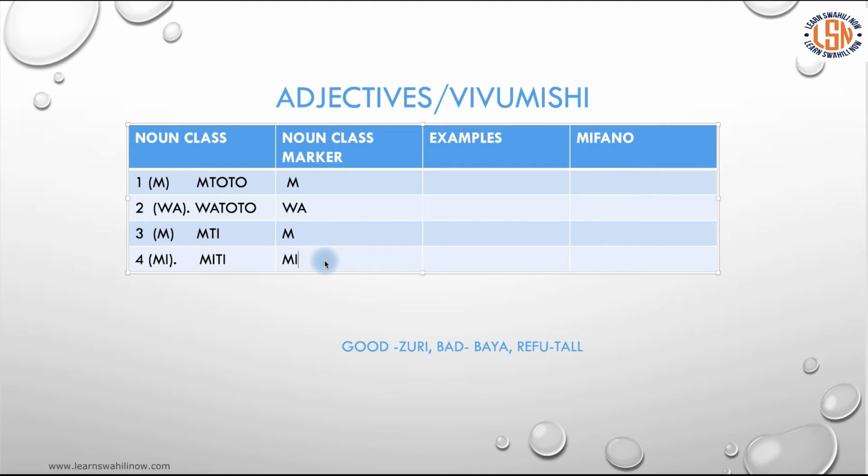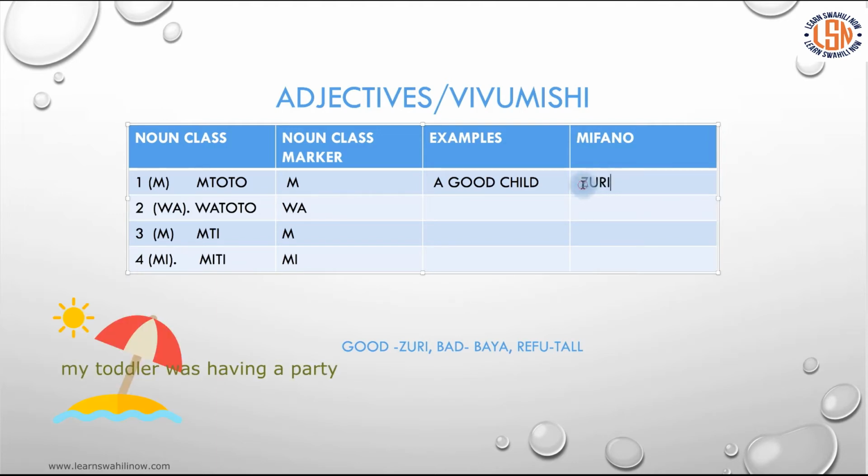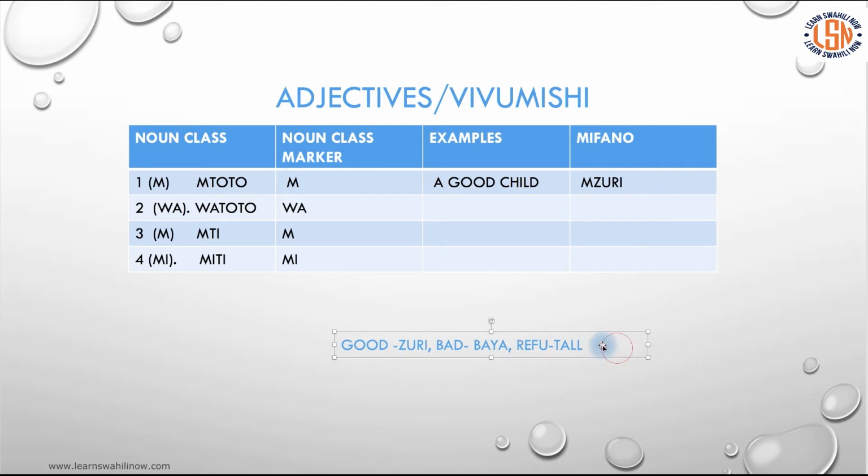Okay, so what happens is these have to agree. The adjective has to agree with the noun class marker of the noun class that it is accompanying. So here we have a good example. I want to say a good child. All right, what would I need to do? I will take my adjective that has no noun class marker, and then I will affix the noun class marker there and have mzuri. Okay, so my sentence will be mtoto mzuri.